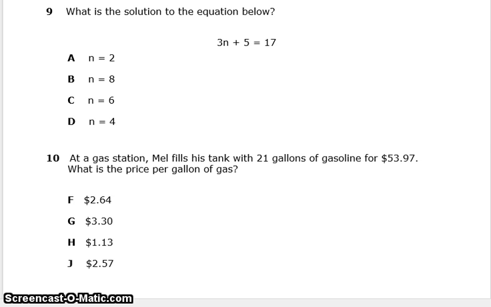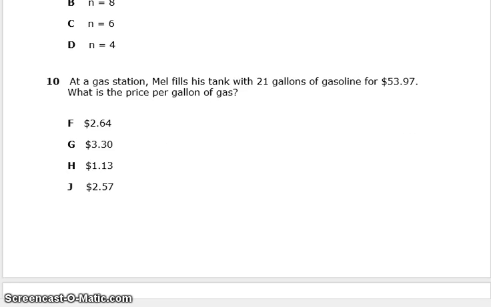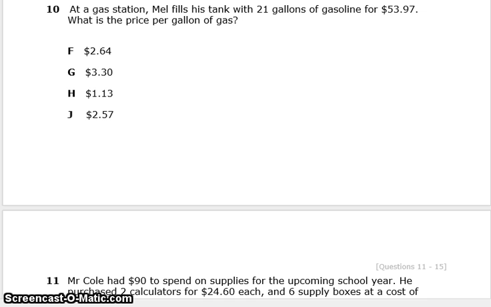Question 9. What is the solution to the equation below? Question 10. At a gas station, Mel fills his tank with 21 gallons of gasoline for $53.97. What is the price per gallon of gas? This is a unit rate question.